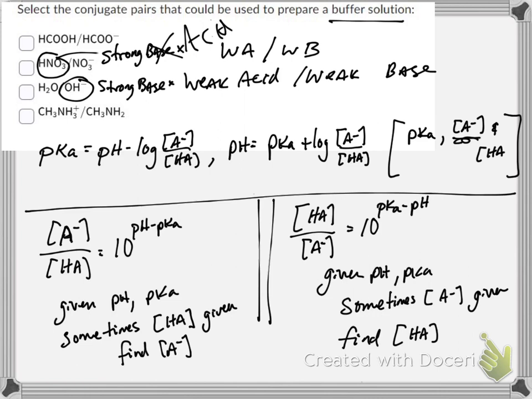1, what can be a buffer? 2, how do you calculate the pH knowing pKa and the ratio? Or how do you find the ratio given pH and pKa? All right, so here we have a question in which we're given a Ka, which we can convert to pKa. That's usually what we have to do for all acids, all buffers. And we're given a pH, and we're given a concentration of the acid, and asked what is the concentration of the conjugate base to make the pH equal 5.